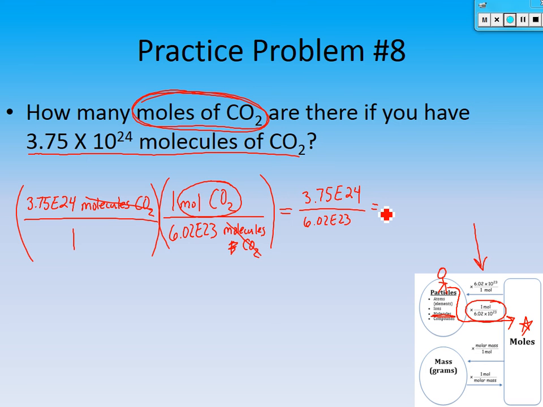So 3.75 times 10 to the 24th divided by Avogadro's number. And I'm getting this number, 6.23. If you round it to 2 decimal places, it's 6.23. And what's my units going to be? Well, the only units that we have, the other ones canceled out. The only ones that we're left with is moles of CO2. So that is our answer.